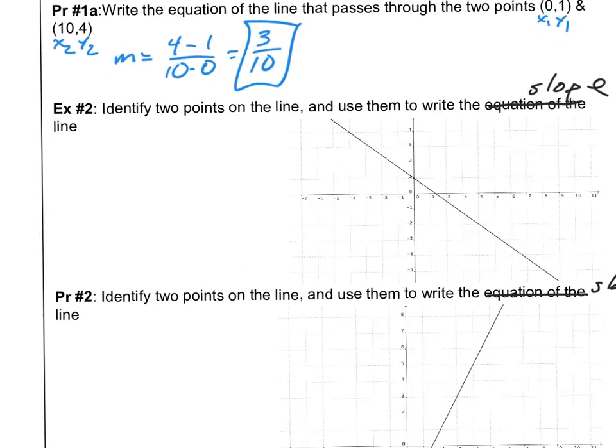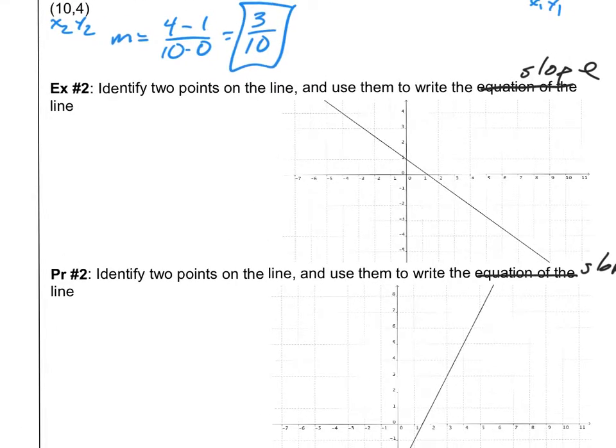So let's take a look here. We're going to zoom into example 2. Identify 2 points on the line and use them to write the equation. So we can pick any 2 points. I would recommend picking points that are obvious and easy, okay? So you'll notice that not all the little dotted lines are filled in here. So one point that I see right there, I'm going to go ahead and highlight it, is that point.